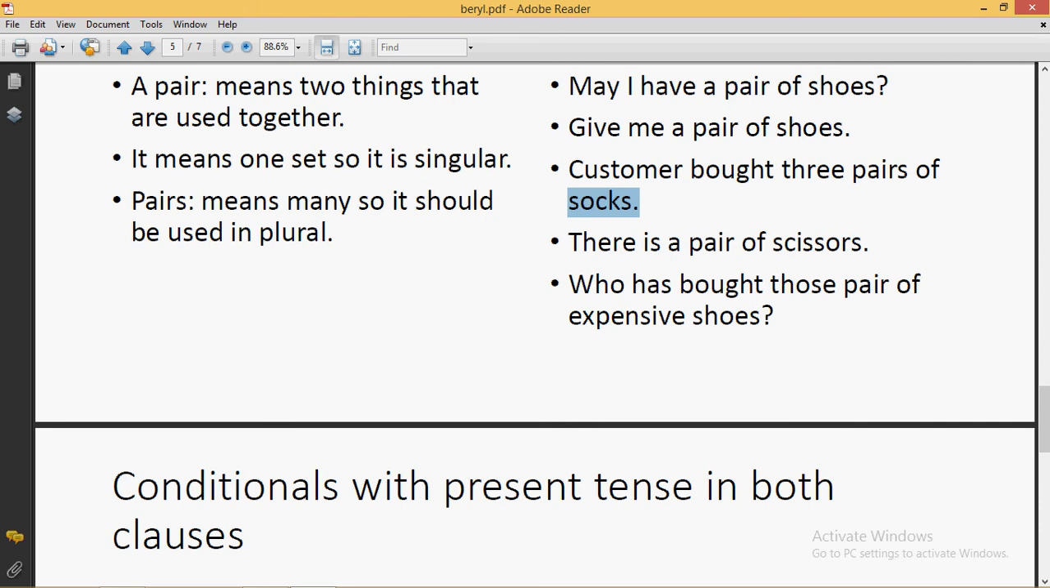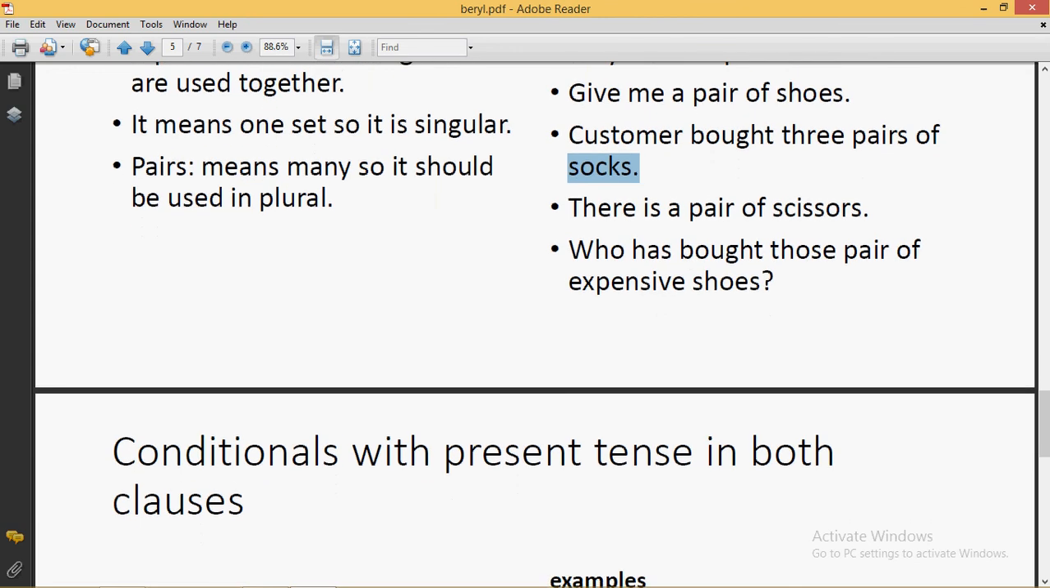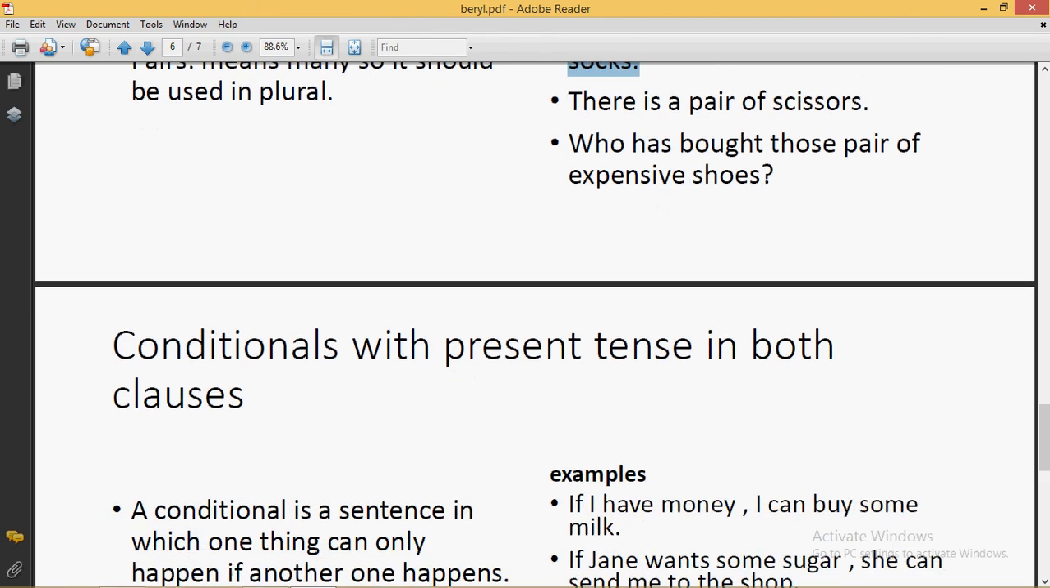There is a pair of scissors. Who has bought those pair of expensive shoes?